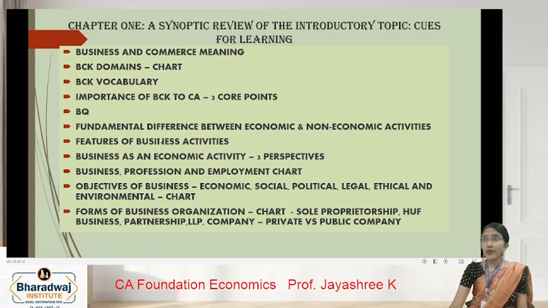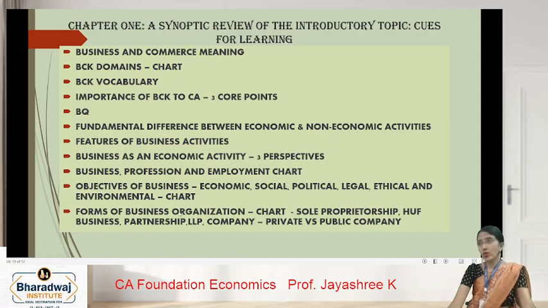Then the features of business activities, the core features which were listed out. And the 3 perspectives, macro, medium and micro, which we did. And the business, profession, employment chart is a must. So there are around 3 charts which you have to repeatedly revise in this segment. Objectives of business enterprise is a repeated question. Repeatedly I find this question there: economic, social, political, legal, ethical and environmental, right?